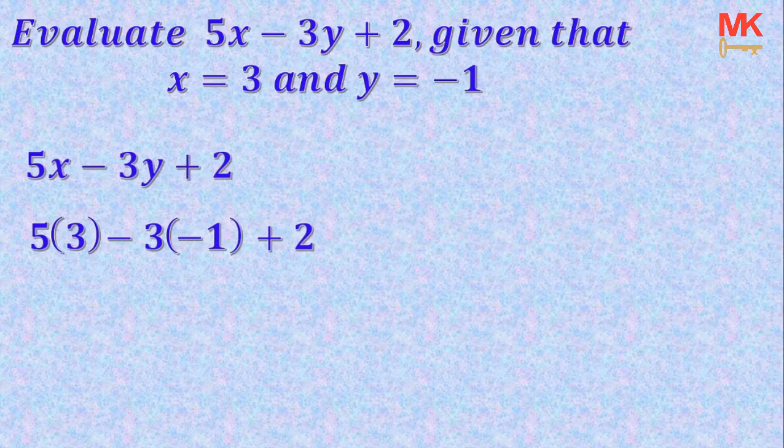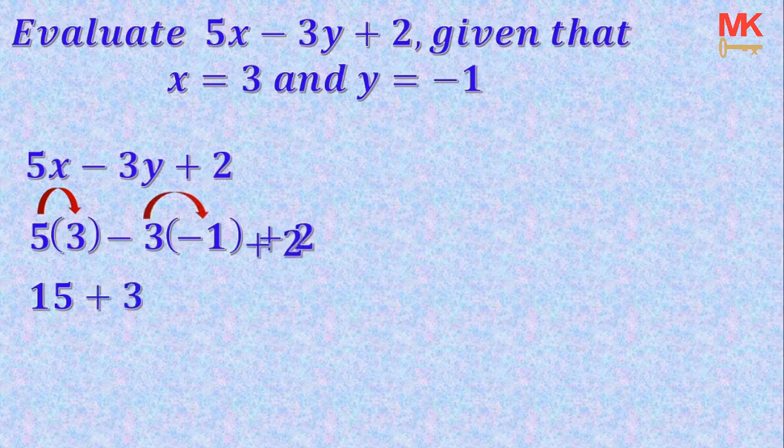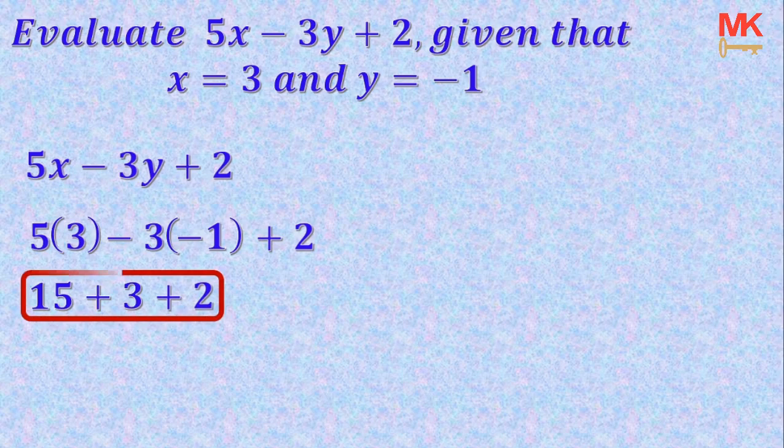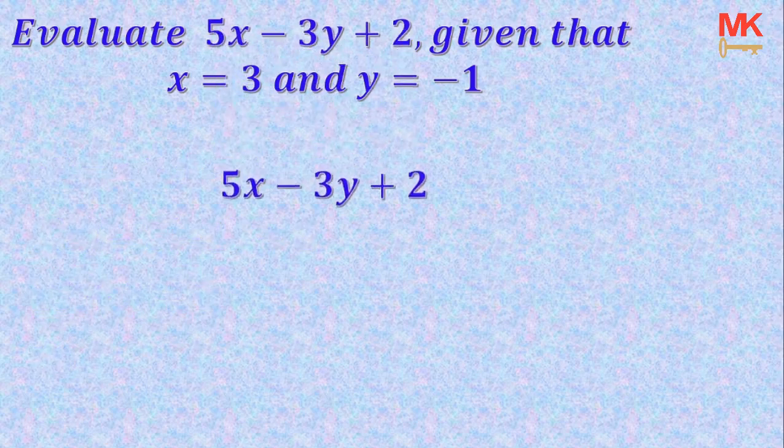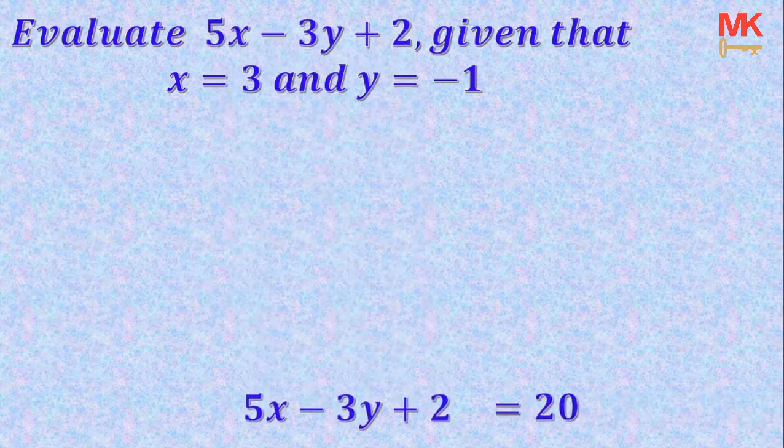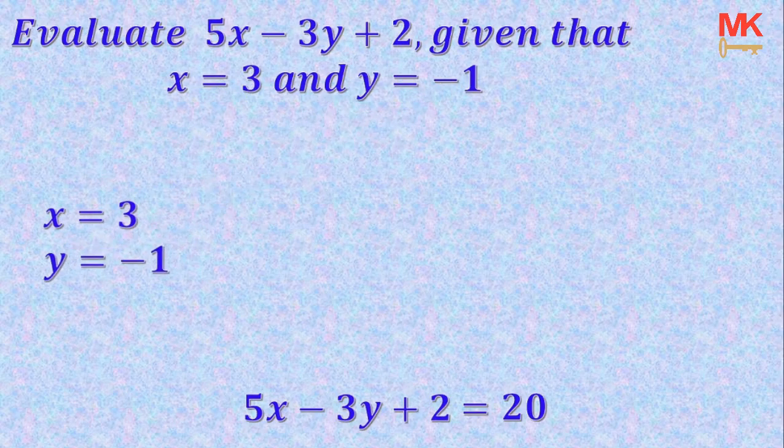And of course, the 5 you see here multiplies the 3, that gives us 15. And the -3 multiplies the -1, which gives us a positive 3. And then we'll just keep our positive 2 again. Of course, 15 plus 3 plus 2 gives us 20. So the value of this expression, 5x take away 3y plus 2, is equal to 20 when x is 3 and y is -1.